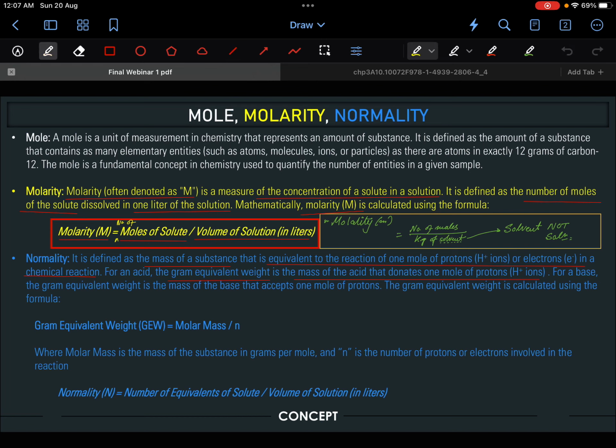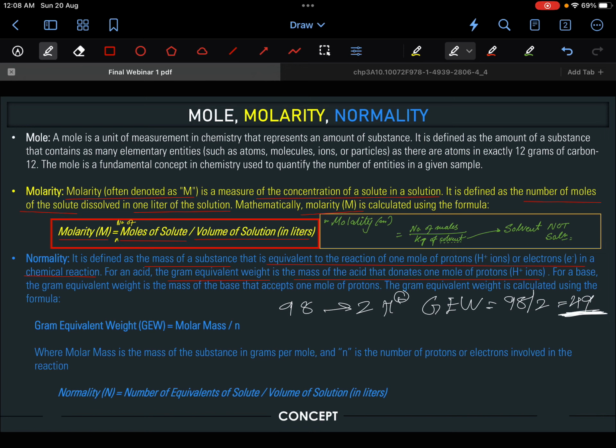So what does the concept say? If the mass of the acid is 98 and it is donating 2 moles of hydrogen ions, then the gram equivalent weight of that acid is 98 divided by 2. Why divided by 2? Because we need to find the mass that is equivalent to the donation of 1 mole of proton. So 98 is donating 2 moles of hydrogen. What will be the equivalent gram that is donating 1 mole of hydrogen? It is equal to 98 by 2, that is 49, right? So this 49 will become the gram equivalent weight of that acid.